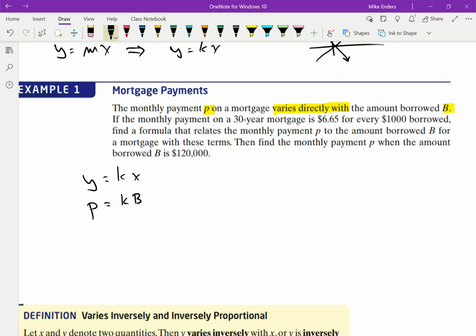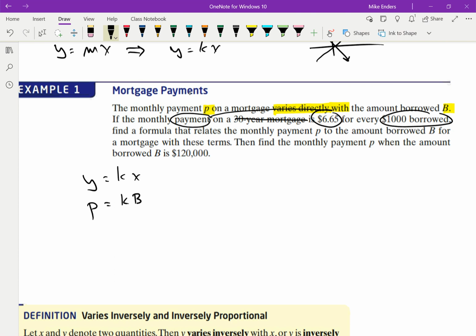So we're just doing some change of variables. We're making the variables things that make sense in context. Yes, we can use x and y consistently, we can use those a lot, but P for monthly payment and B for amount borrowed tends to make a little bit better sense. Okay, so let's see what the rest of the scenario is. If the monthly payment of a 30-year mortgage is $6.65 for every $1,000 borrowed. In this information, the 30-year mortgage is extra information. We don't need to know this 30 years. What we're interested in is the payment is $6.65, and the amount borrowed is $1,000.